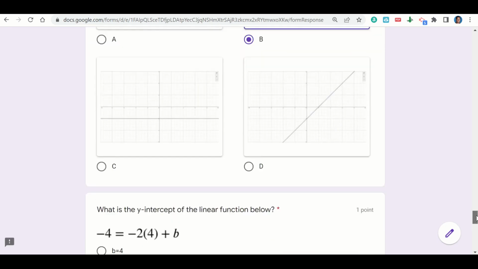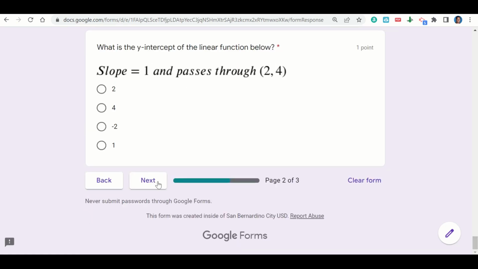So you'll answer each of these questions. When you get to the end, you'll click Next. This will send you to your Before You Go. Fill out your Before You Go, and then submit your work on Google Classroom.